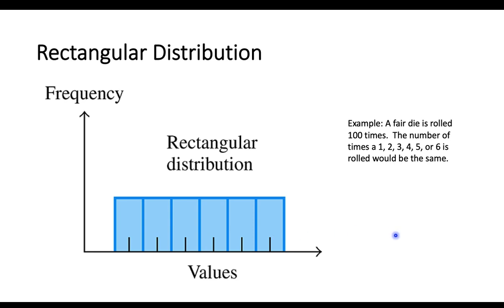You could think of it as a probability. And if you take statistics, you will learn about this in terms of probability. So we would say the probability of rolling a 1, a 2, a 3, a 4, a 5, or a 6 is the same if the die is fair.